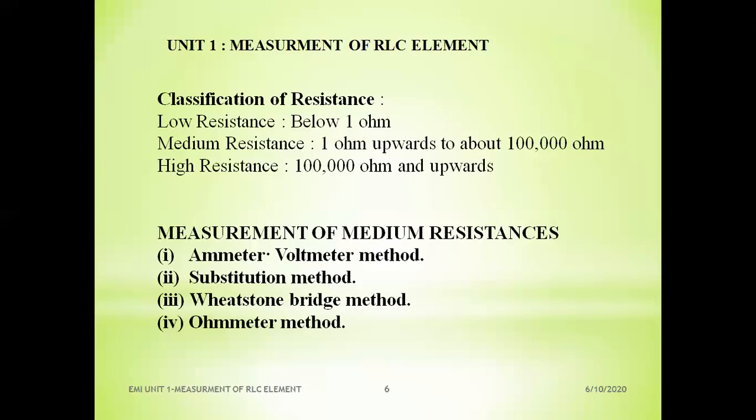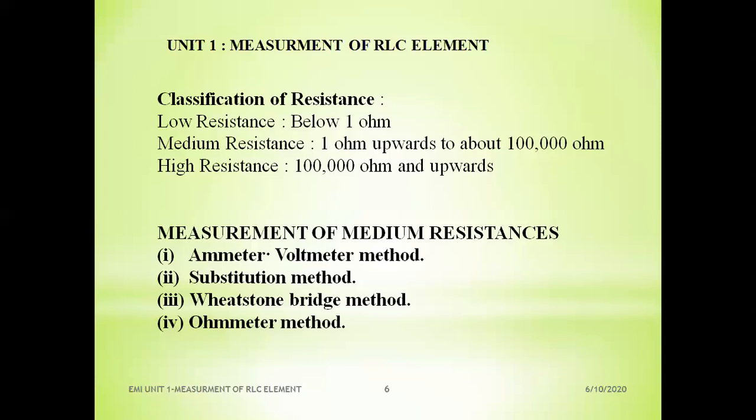There are three main types of classification of resistances. First is low resistance: a resistance with value below 1 ohm is called low resistance. For medium resistances, 1 ohm and upwards to about 1 lakh ohm or 100 kilo ohm comes under the medium resistance category. Then for high resistance, 100 kilo ohm and upwards comes under this category.